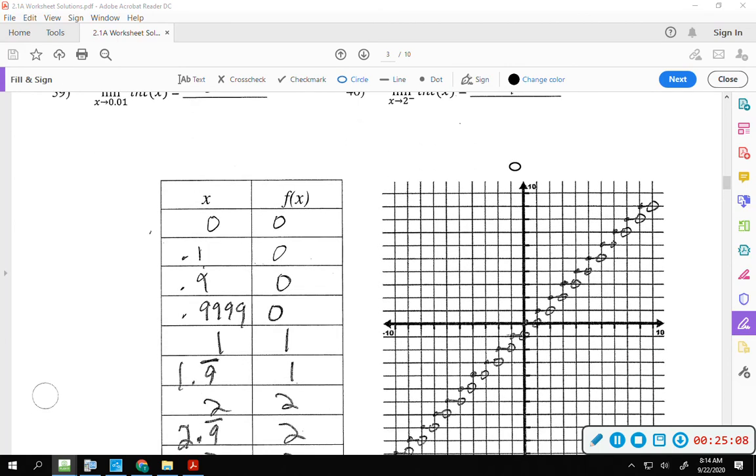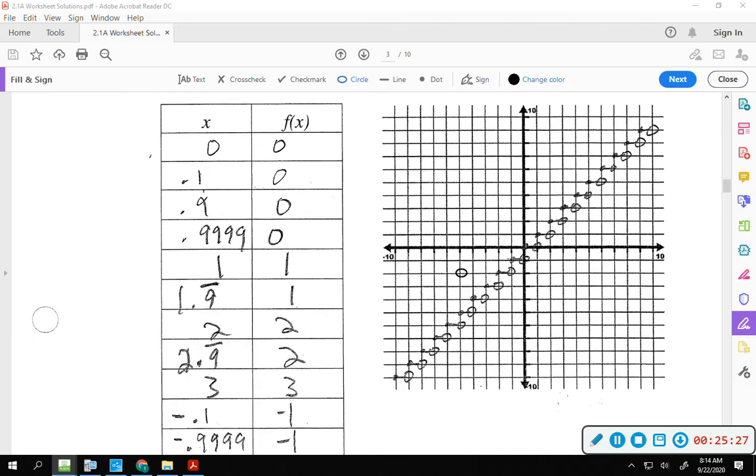Even though the limit as I approach 2 from the right is 2. The left-hand limit does not equal the right-hand limit. There is no limit as x approaches 2 of the integer function. But we can find the left-hand limit and the right-hand limit. So it's a great function to look at to investigate limits.